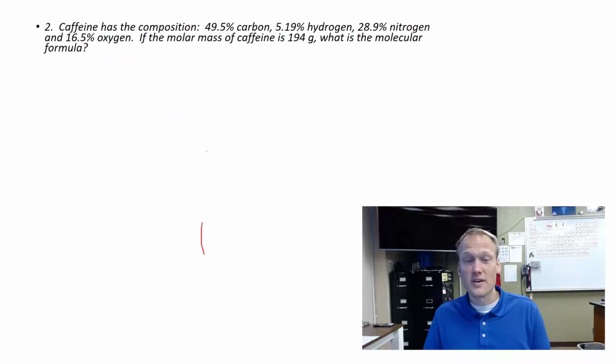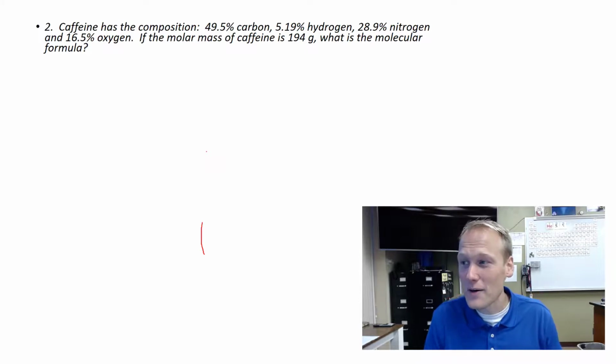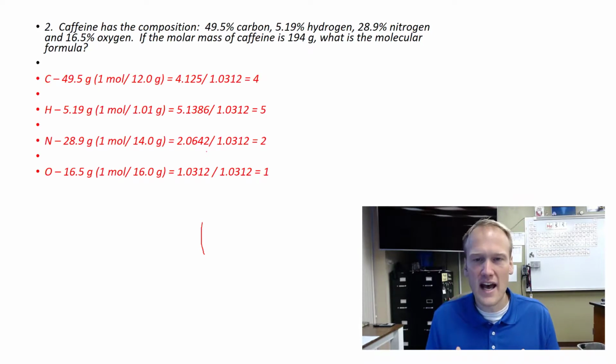Let's try another one. This is caffeine, something we all need on a regular basis. We got carbon, hydrogen, nitrogen, and oxygen, and the molar mass is 194. So the beginning of this process is just like what we've done. Divide each by their molar mass, divide by the lowest number of moles. When we do that, we get to the whole number ratio of 4, 5, 2, 1. 4 carbon, 5 hydrogen, 2 nitrogen, 1 oxygen.